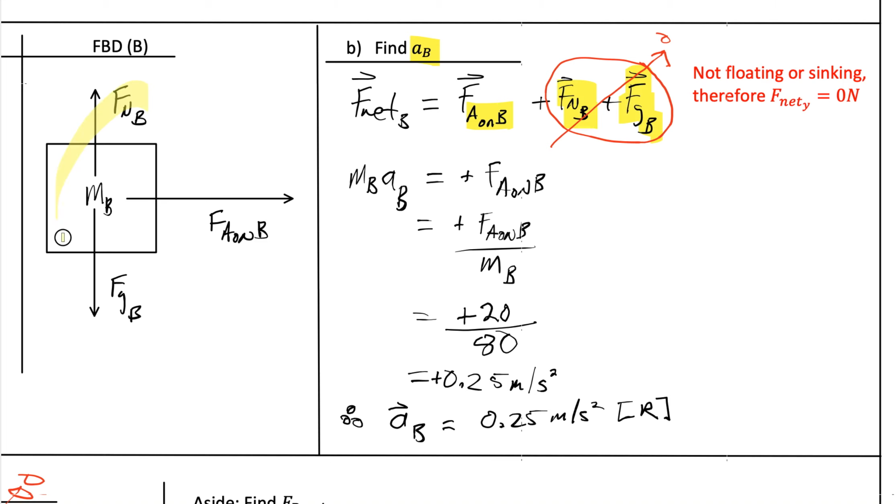These three vectors are not collinear, but the good news is the relationship between the normal and the weight. Since they are not floating or sinking, therefore F net Y equals 0 newtons because we have two components, the x component and the y component. But the good news again, since the y component cancels out, we don't have to do any special component method to solve this problem because of this convenience right here.